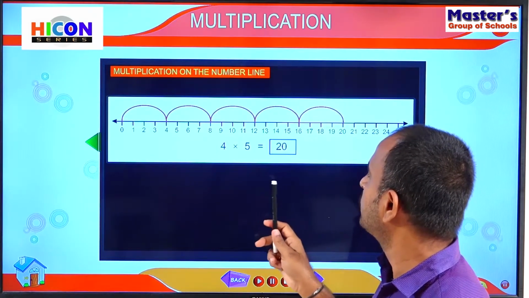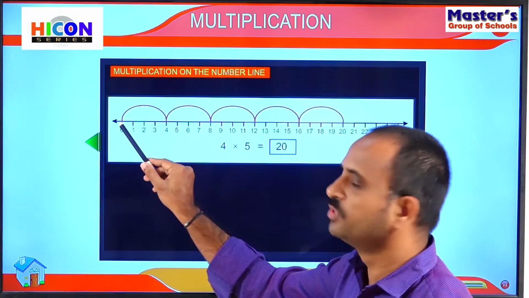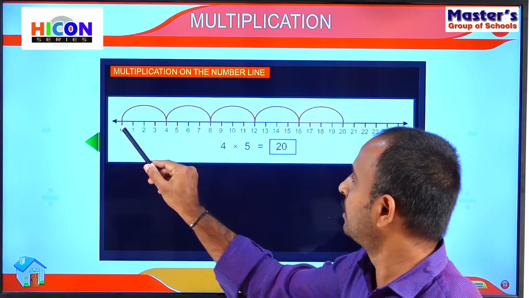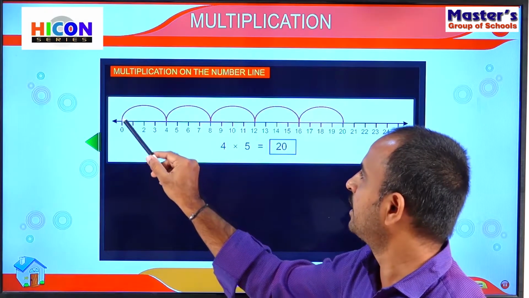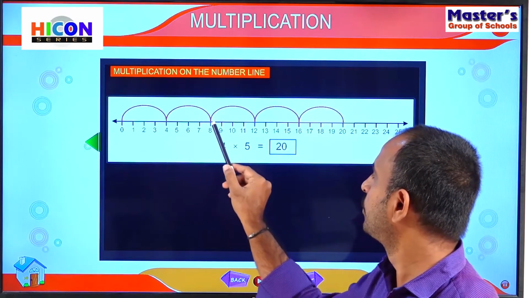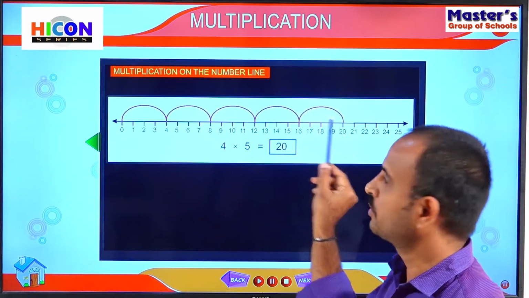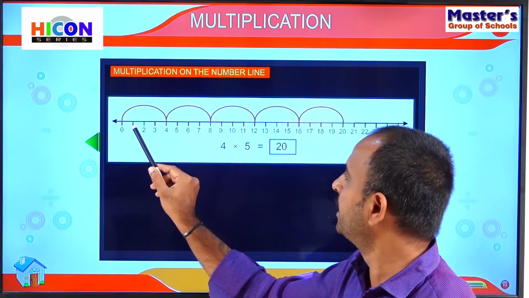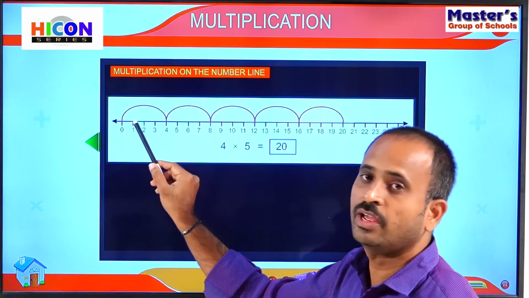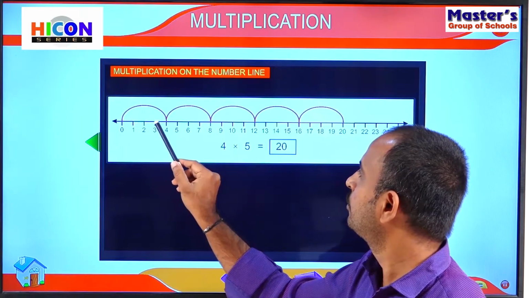So let us see an example. On the number line, we have to start from 0 first. And starting from 0, we have to move 5 steps. That is step 1, step 2, step 3, step 4, step 5. So we have moved 5 steps. And in each step, how many numbers have we crossed? We have crossed 4 numbers, that is 1, 2, 3, 4.